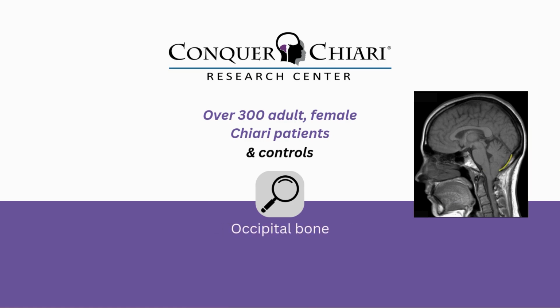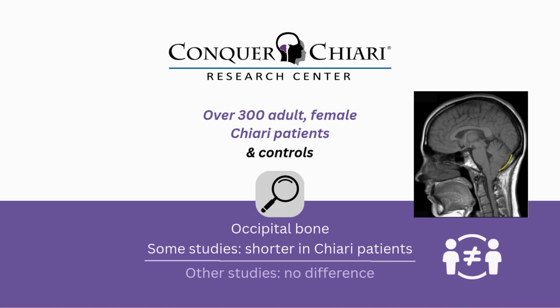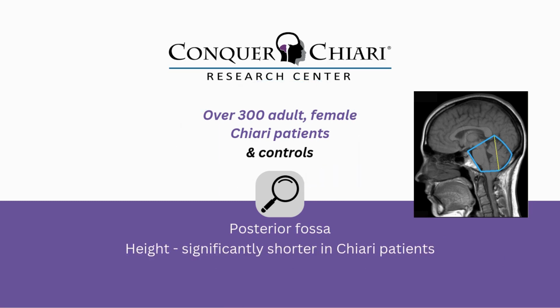For the occipital bone, results have been mixed. Some studies have found it to be shorter in Chiari patients, but other studies have not found a difference. For the posterior fossa, the Conquer Chiari study found that while the height was significantly shorter in Chiari patients, the overall area was not significantly different.